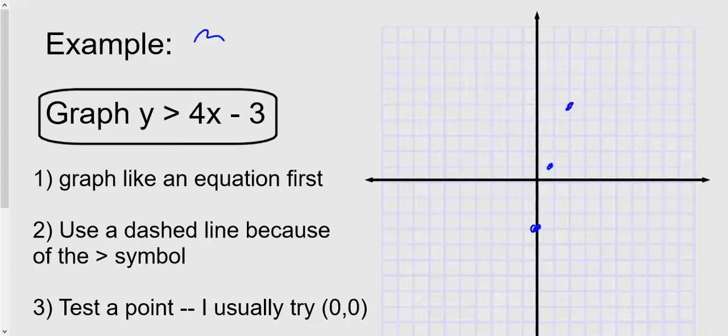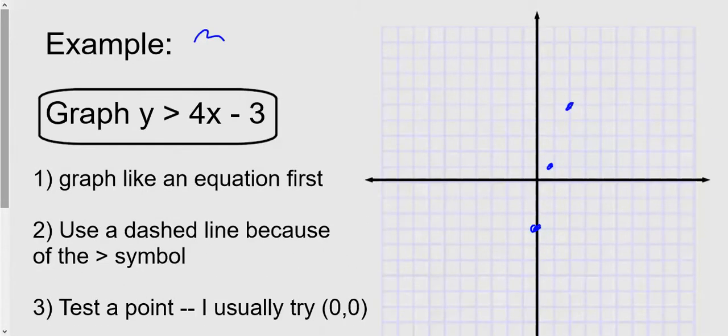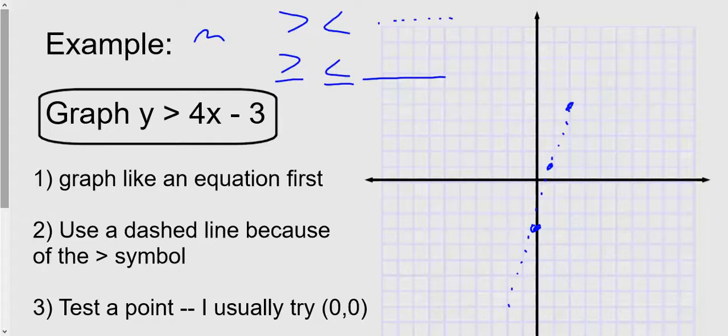Now, instead of drawing a solid line, there's a couple rules. If it's a less than or a greater than symbol, you're going to use a dotted line. And if it's less than or equal to or greater than or equal to, you're going to use a solid line. So this one we're going to use a dotted line here. Why we use a dotted line is because if you pick a point on that line, it will make the inequality false. So we're saying it's everything up to this line here. It's kind of like using an open circle and a closed, filled in circle when we're dealing with one variable. It's the same concept.